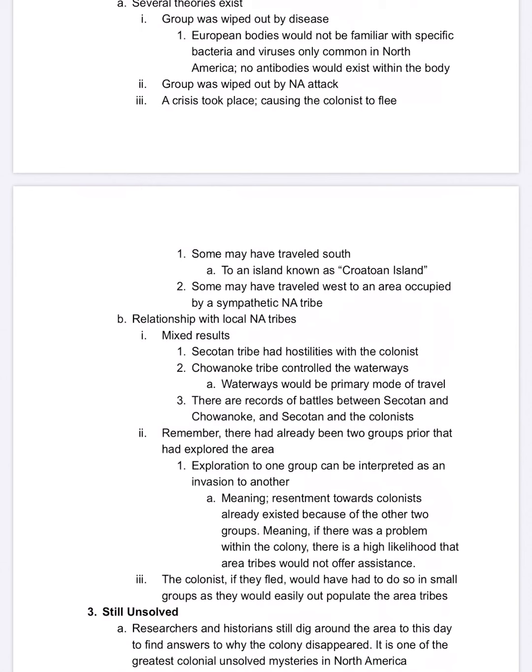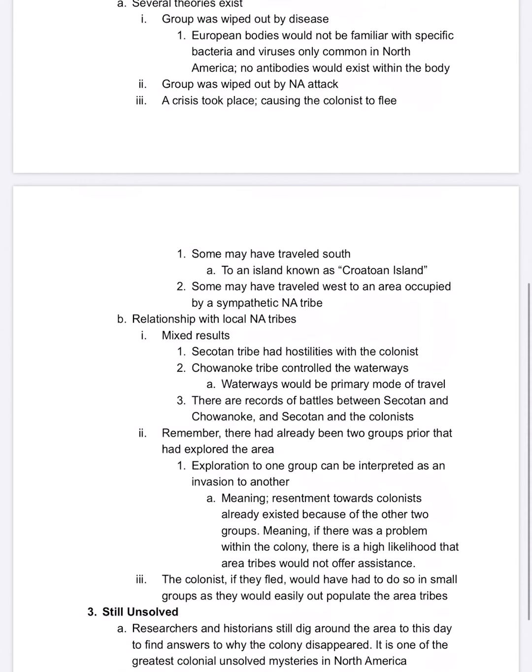First, many believe that the group was wiped out by disease. So consider this. We see this with a COVID epidemic in 2020. If the body is not familiar with a specific strain of bacteria or virus, then it cannot create antibodies to fight against it. The same was true when Europeans would travel to North America. There are different strains of bacteria and viruses in North America versus what people were used to in Europe. Because of that, there's some belief that people would die when they came to North America because they had no antibodies to fight off these different germs.